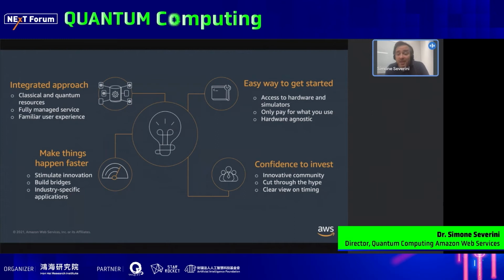Some customers want to see where hardware is at the moment, but are not sure about what hardware they want to use, explore, because of course the technology is evolving fast and in multiple directions. And in fact, as you know, there are many ways to build quantum computers. So customers don't want to commit upfront capital if possible.